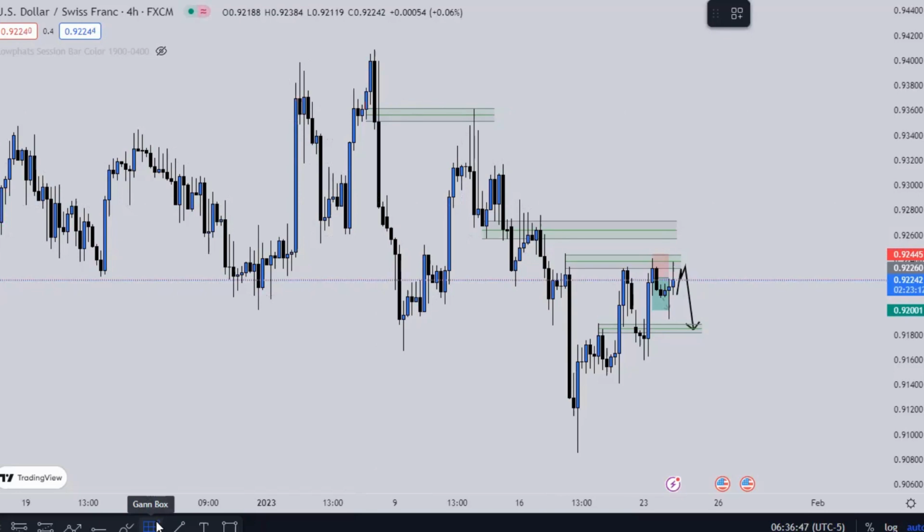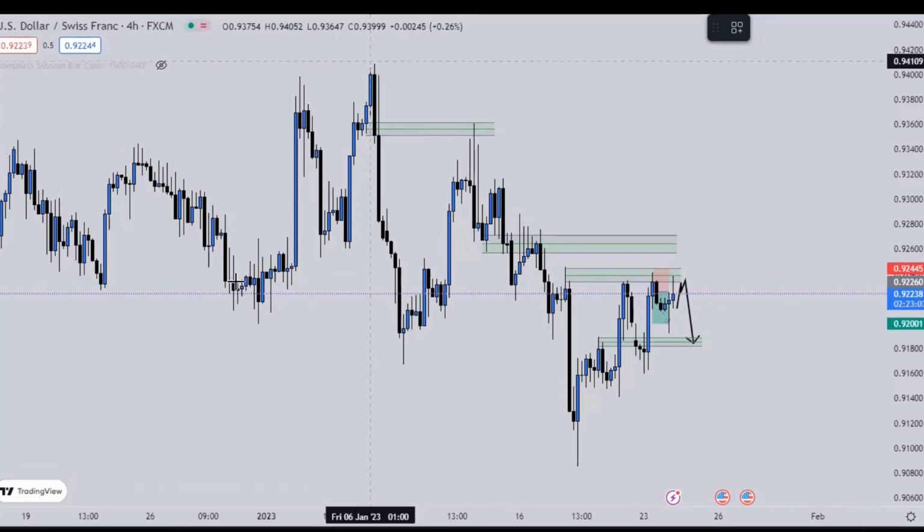You understand? I don't like coming up here and drawing these extreme zones and all of that stuff. Nah, I don't want all of that. I just like looking for levels that have been tested at least twice. Your level must have been tested at least two times. That's the only way that level is going to be valid.